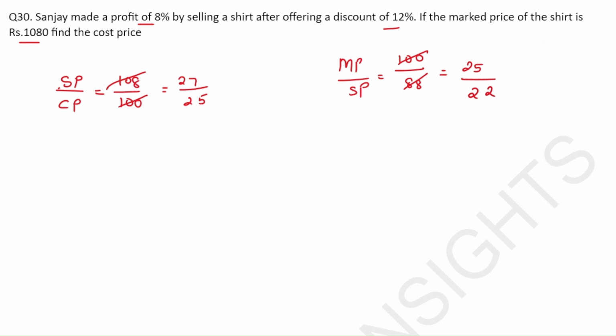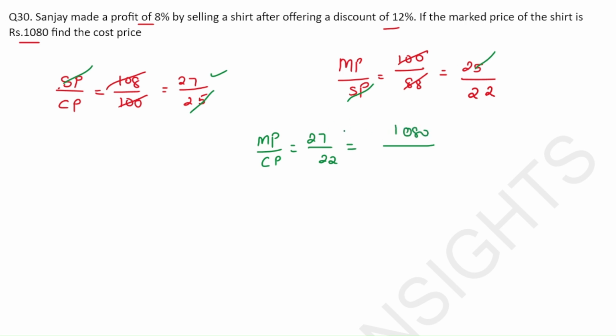Now in this question, we have to find the cost price. So that means we don't need selling price. So SP cancels, 25 cancels. So whatever remains, that means MP by CP is how much? This is 27, this is remaining, right? 27 and then 22. In the question, the mark price is given as 1080. So that means 27.